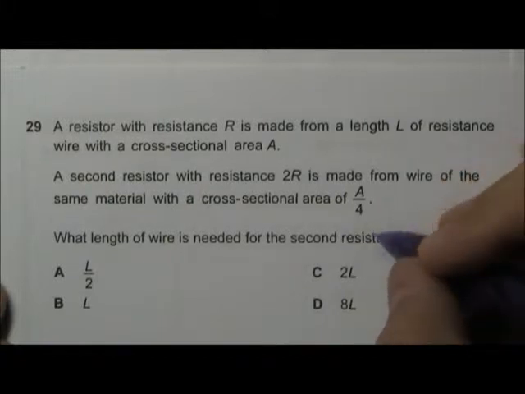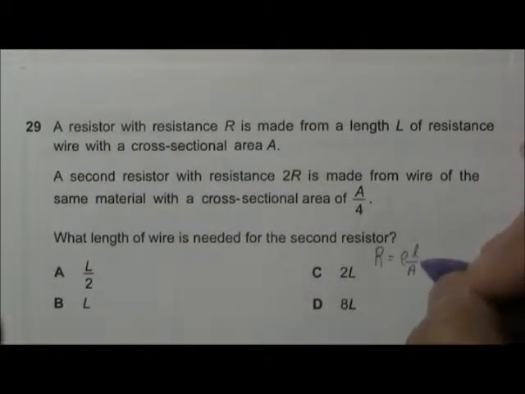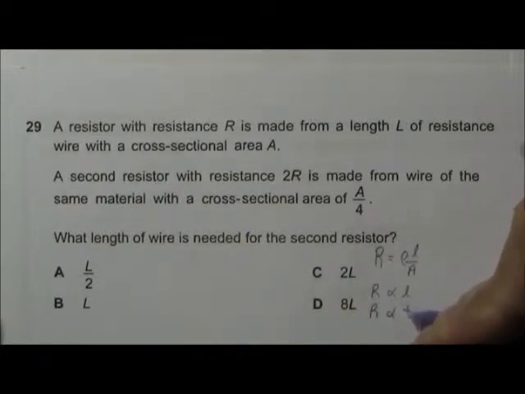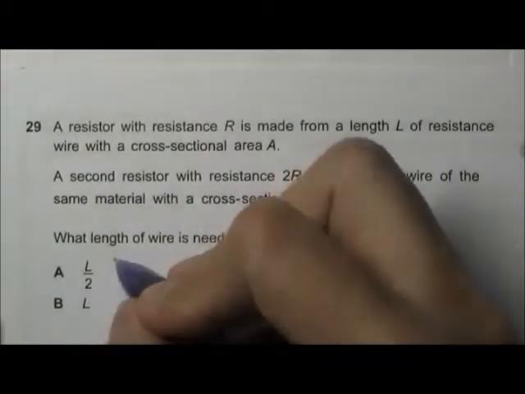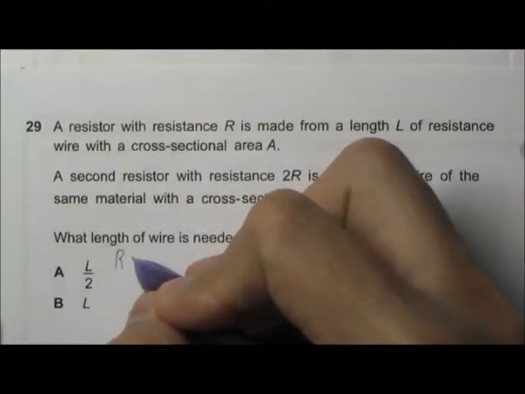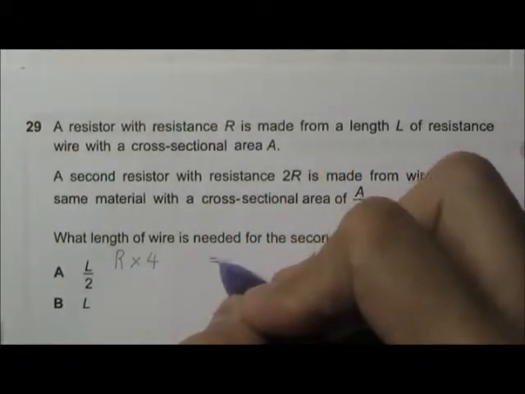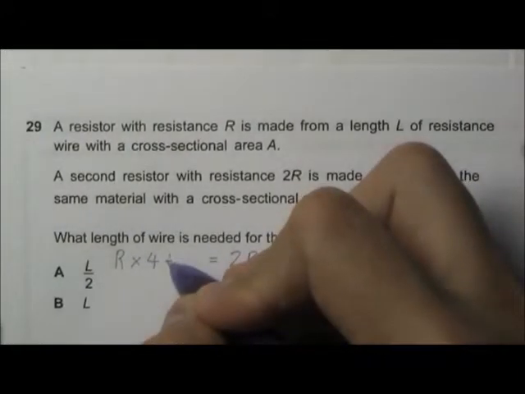Okay, in this question we have to make use of the formula. Resistance of a wire is equal to the resistivity multiplied by the length divided by the area. So we know that the resistance is directly proportional to the length and inversely proportional to the area. If the cross-sectional area decreases by 4 times, the original resistance R is going to increase by 4 times. So it becomes 4R. So how do we get the final resistance as 2R? We have to divide by 2.